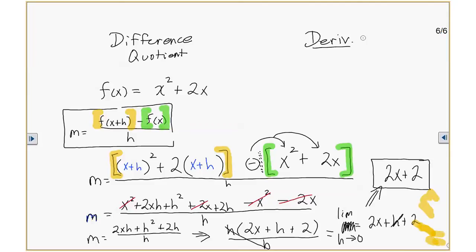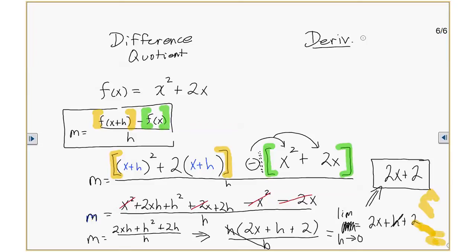So tell me what 2x plus 2 is. Well, yeah. But what is it? I want a definition. It is the equation for the slope of the tangent line at any point on that curve.